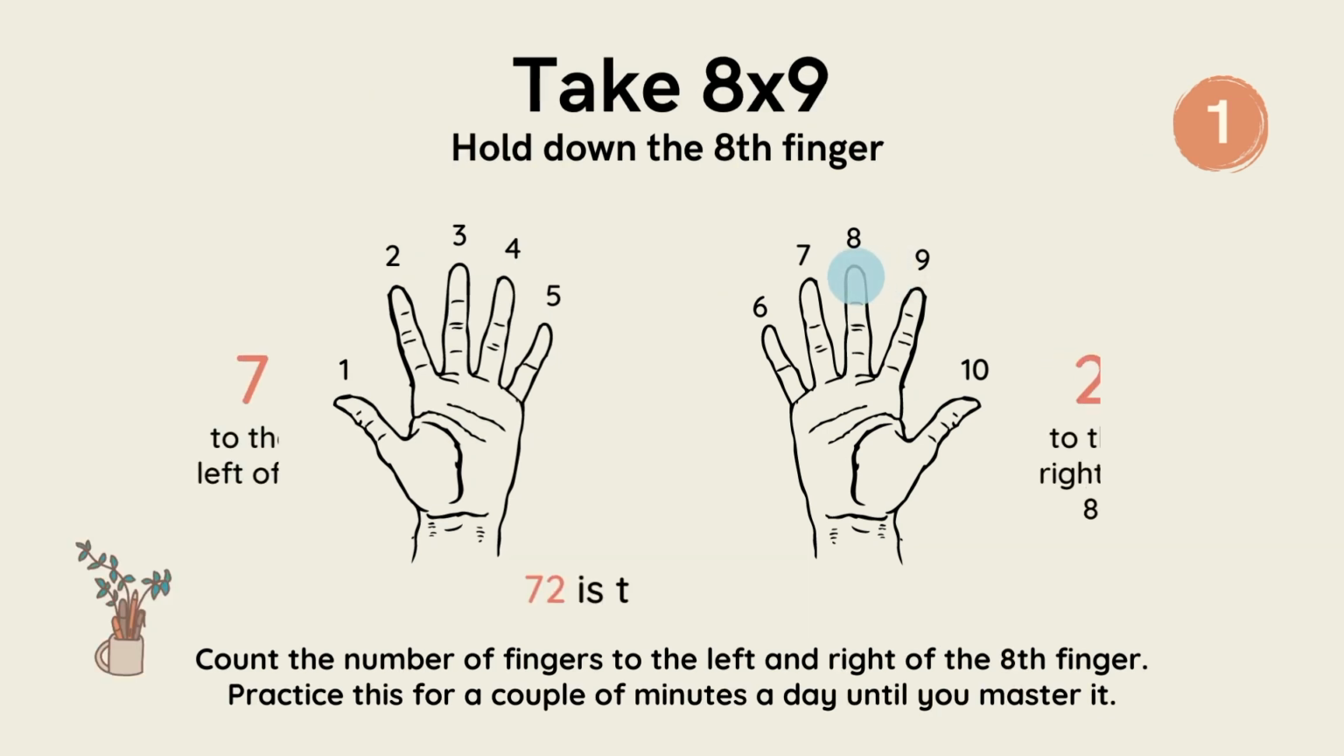Now let's try 8 times 9. Hold down the 8th finger and count the fingers to the left and to the right, and you get 7 and 2, so the answer is 72. This method yields quick results, and you can use this technique with the 9's facts from 1 to 10.